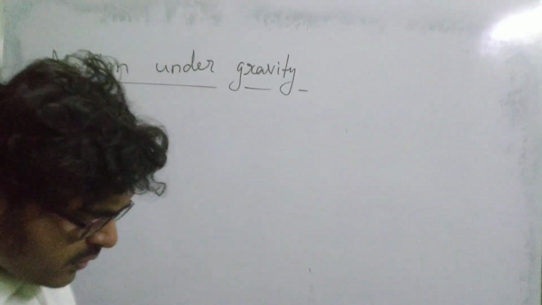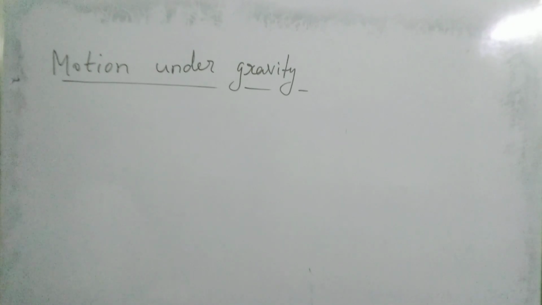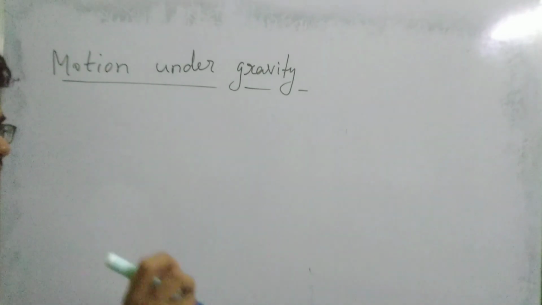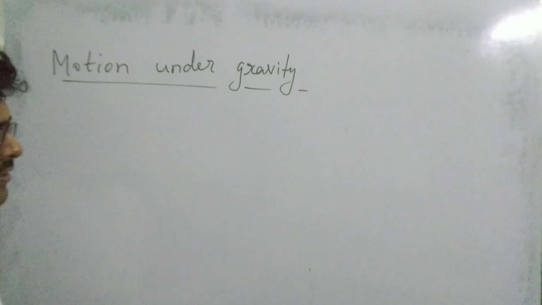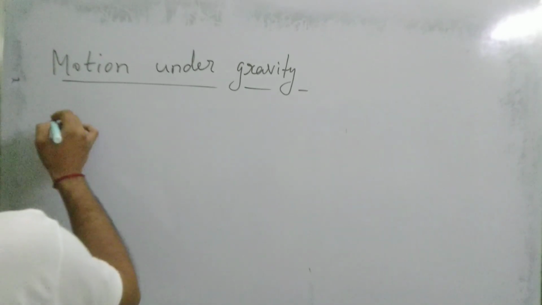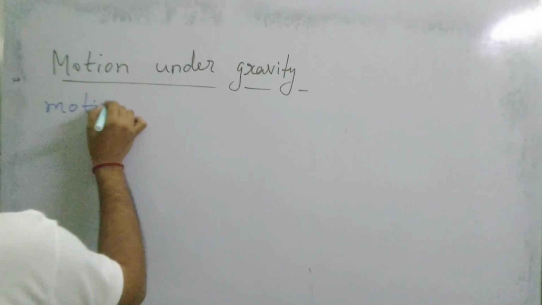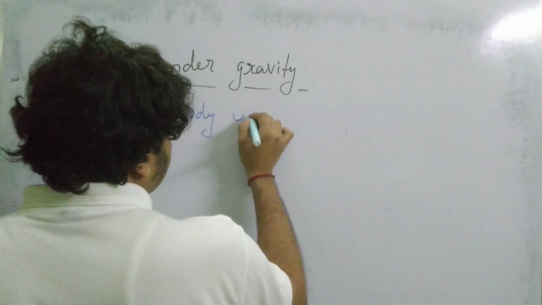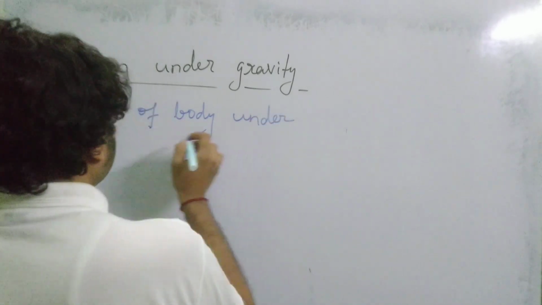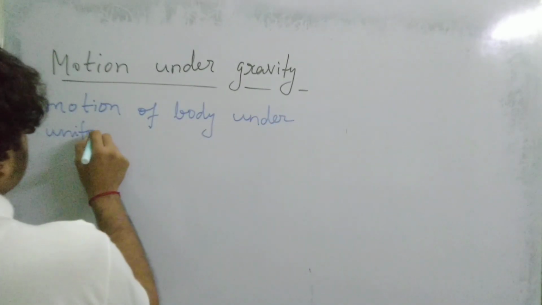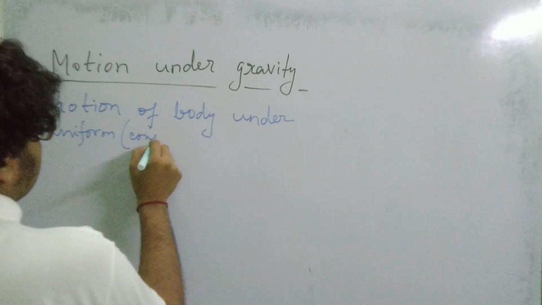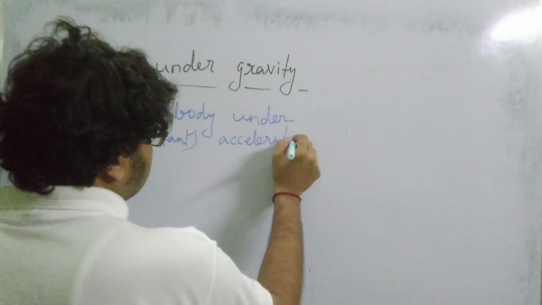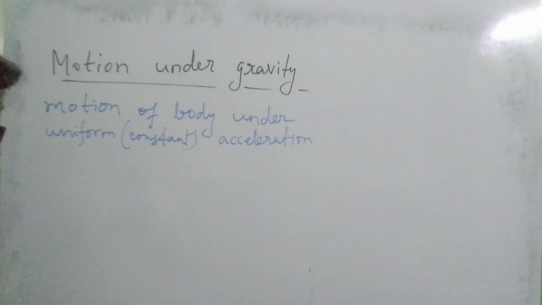So basically we are saying that when a body is in motion under gravity, it's a case of motion under uniform acceleration. This is the case of motion of a body under uniform, or you can also say constant acceleration. Okay, so this is the case.